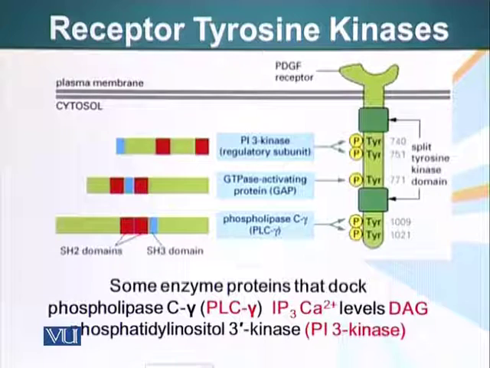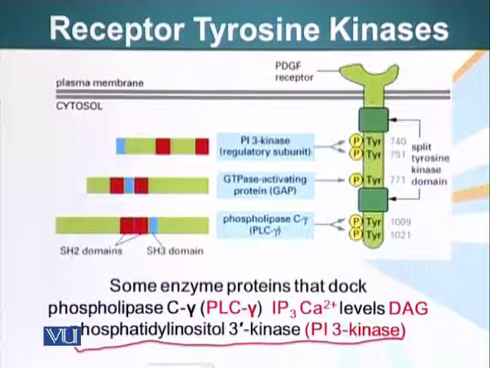It also is a docking site for phosphatidyl inositol 3 kinase. This is an enzyme which can basically add phosphate groups to phosphatidyl inositol. As you will see later, when this phosphorylation occurs, it generates docking sites on the plasma membrane for other proteins which have enzymatic activity.